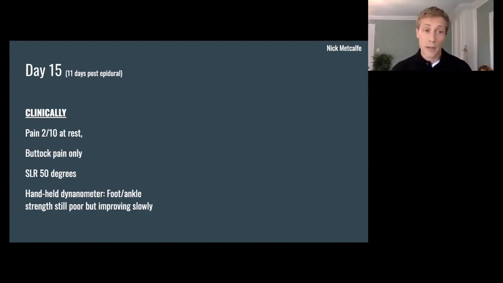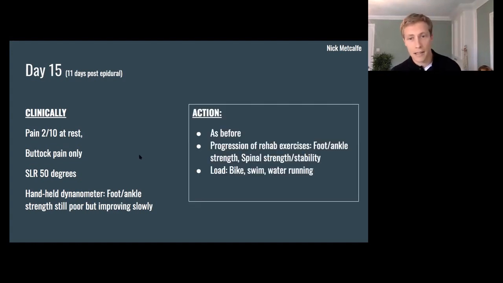Day 15, so 2 weeks in at this point, 11 days after his epidural, he's down to a 2 out of 10 pain. It's dropping really quite quickly there. The pain centralizes just up in the buttock at this point, and his straight leg raise is creeping up too. Starting to see a little glimpse here that his foot and ankle strength is starting to improve. It's still pretty poor. We're trying to be objective by using a dynamometer here, but starting to get a little glimpse that things are starting to change. His treatment every single day is the same. His progression's increasing, and we're starting to load him a little bit more. We can get him water running at this point.